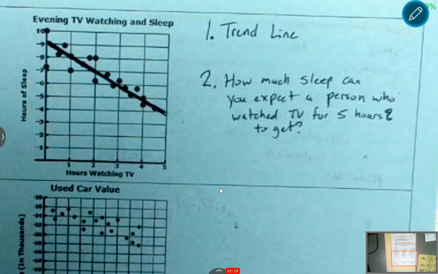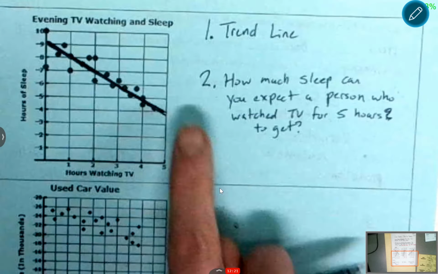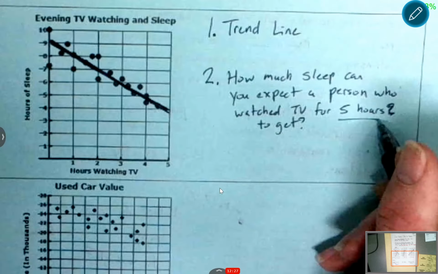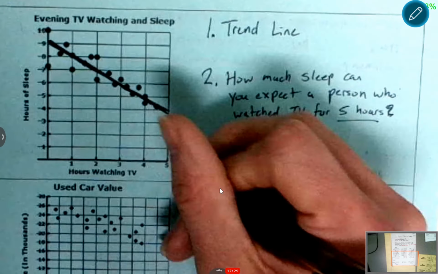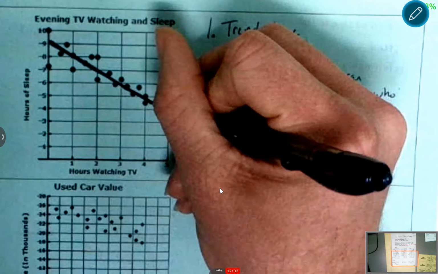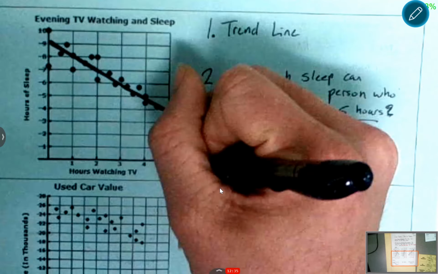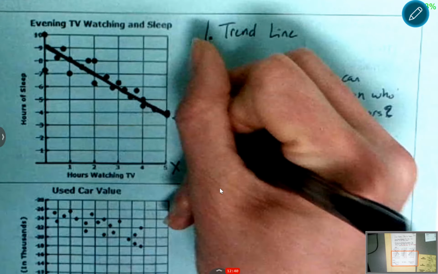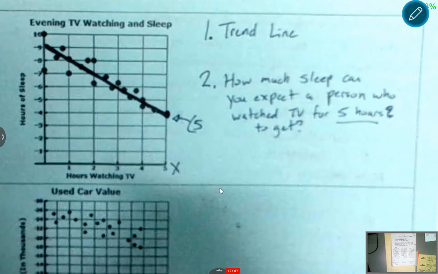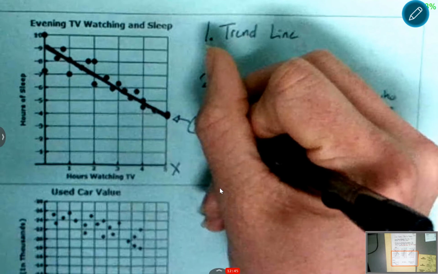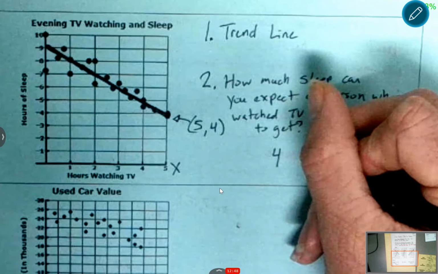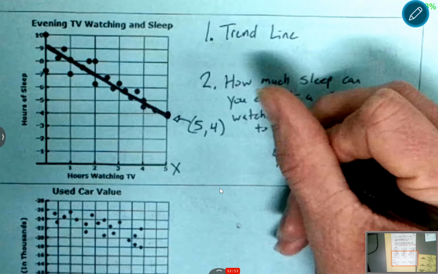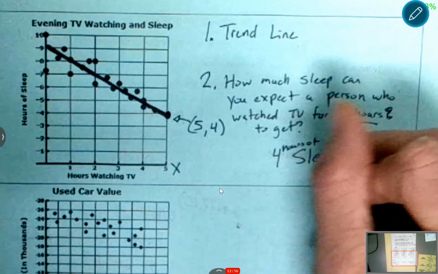So remember, we're not looking for points when we make a prediction to answer this question. We're looking at the trend line. So if somebody is watching 5 hours of TV, I want to go to the x-axis and find the x value, 5, and go up to where my trend line is and see what the y value for that point is. So at 5 hours of TV, you can expect 4 hours of sleep. Good enough.